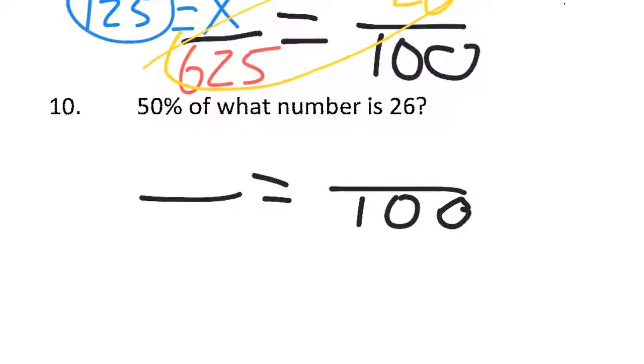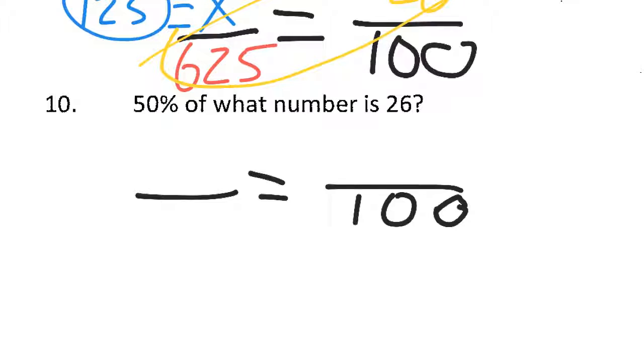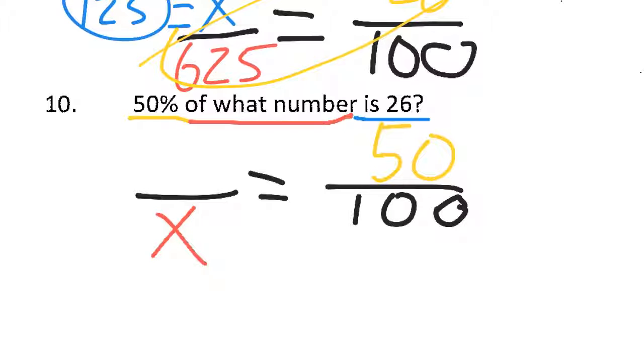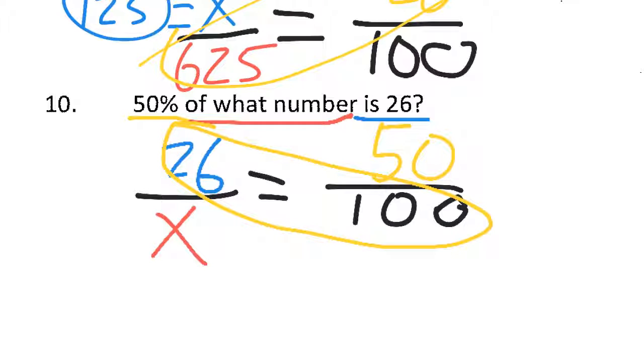And then number 10 says 50% of what number is 26. So there's my 50%. I'm going to go ahead and put that over the 100. So there's my 50. It says of what number? Of goes on the bottom. That is what we're looking for. And it says is 26. Now let's cross multiply, divide by the lonely guy, meaning that you can multiply these two and then divide by 50. And when I do that, I get x is going to be 52.